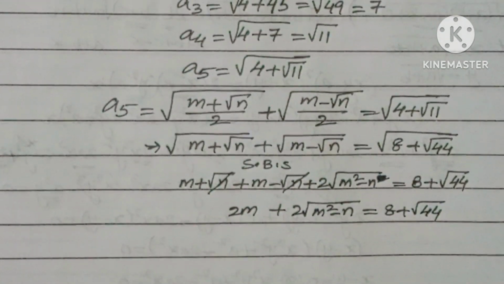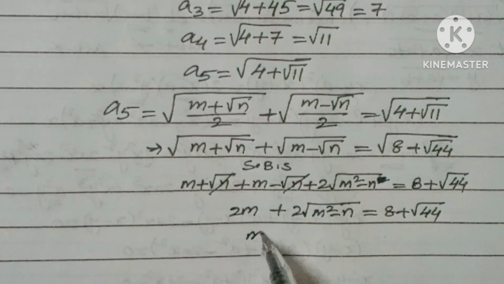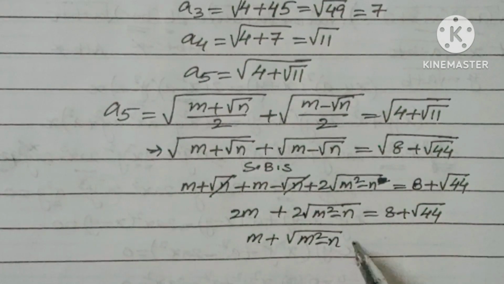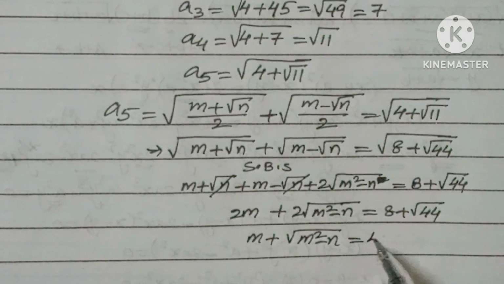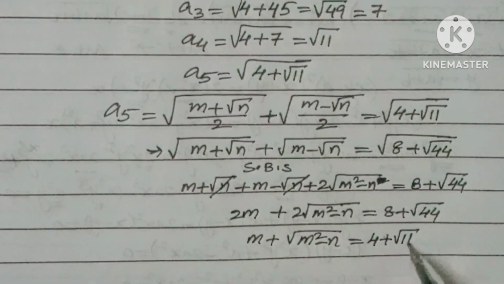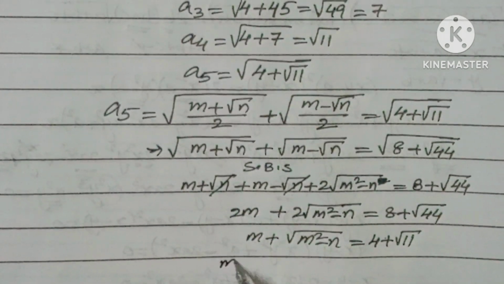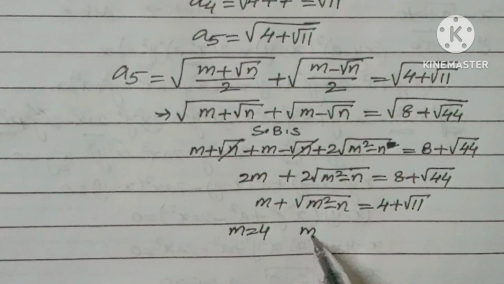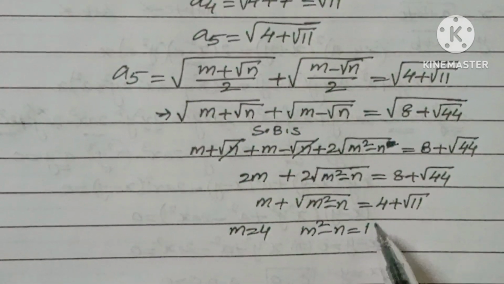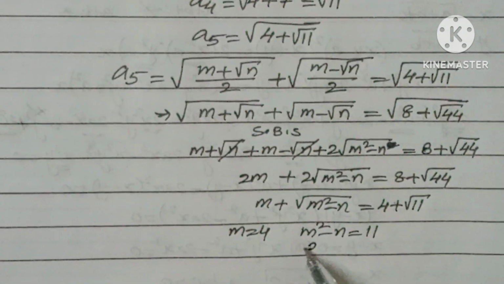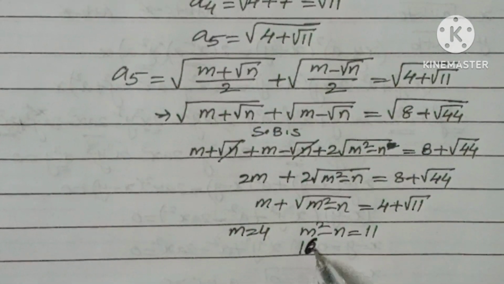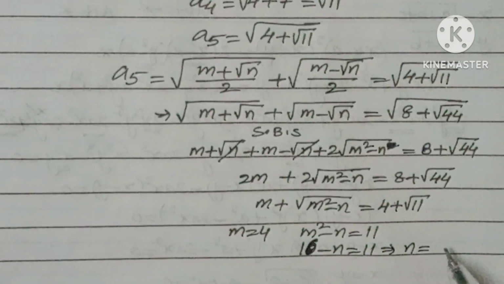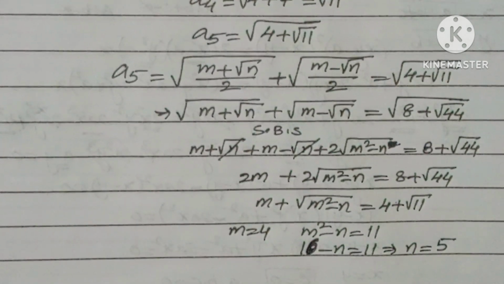Now by comparison, or you can take 2 common, m plus root of m square minus n is equal to 4 plus root 11. From this you can write m is equal to 4 and m square minus n is equal to 11. Here 16 minus n equal to 11. That implies n is equal to 5.